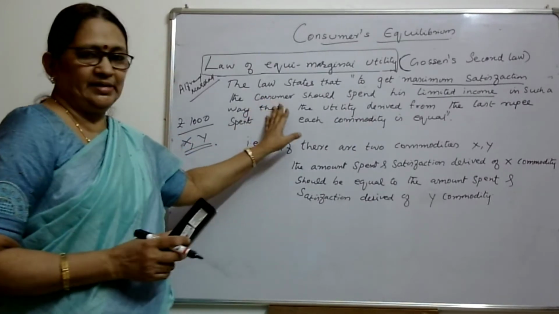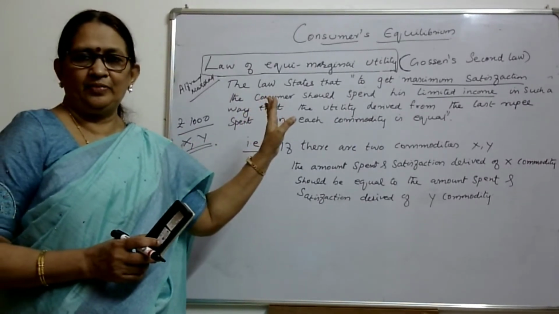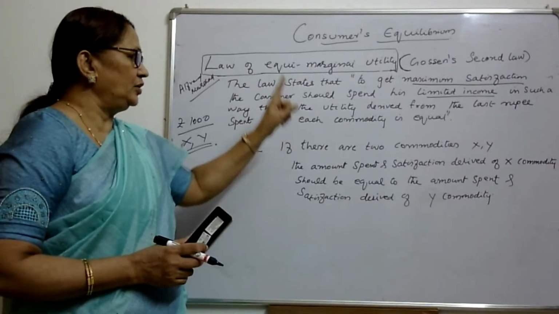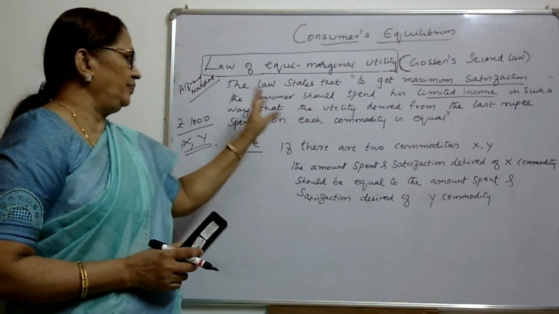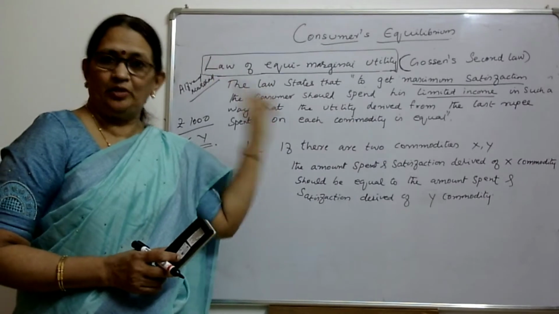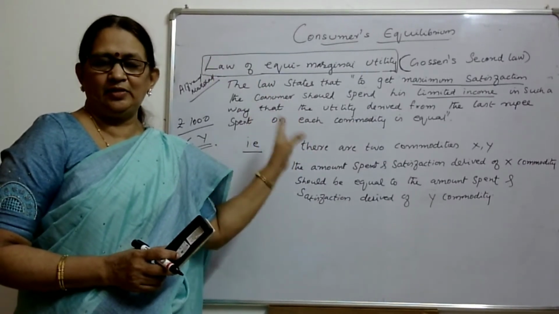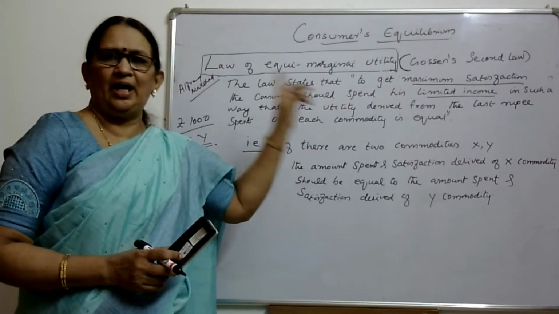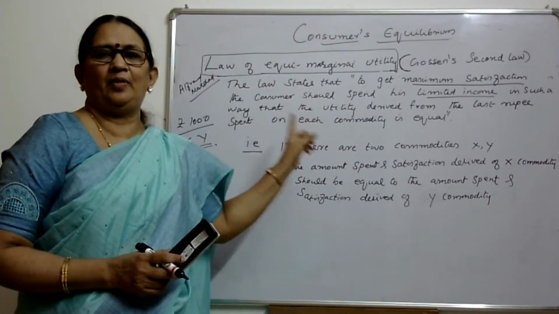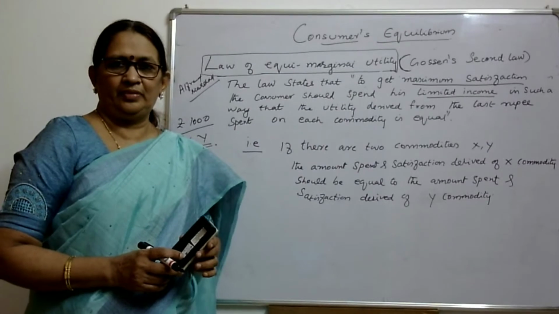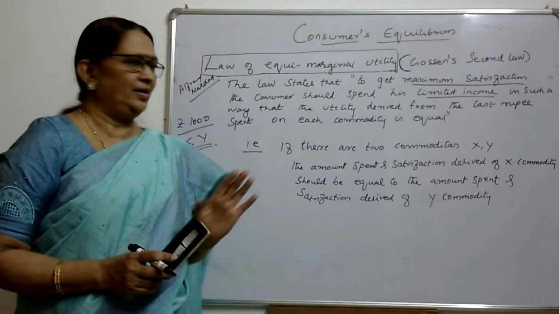Okay, we have selected two commodities. So the law states that to get maximum satisfaction, the consumer should spend his limited income in such a way that the satisfaction or utility derived from the last rupee spent on each commodity is equal. So what is the meaning of that?